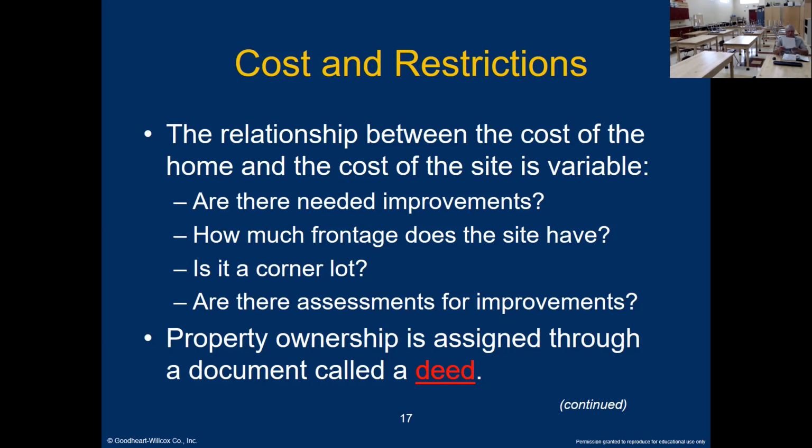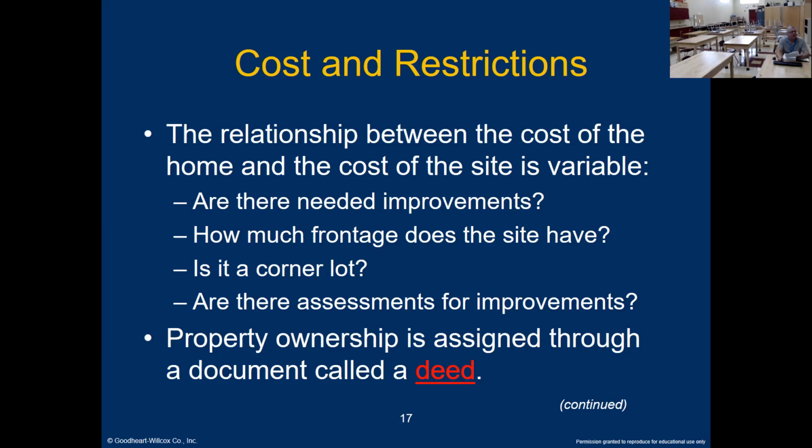So those costs and restrictions would be things like grade, if you have to grade the lot, if you have to fill in low spots or remove high spots, tree removal. If it's a fully wooded lot, you're going to have to cut out some of those trees so that you can build your house somewhere. And then drainage. You have to make sure that the house, or excuse me, the lot is draining not towards your house, but away from your house.